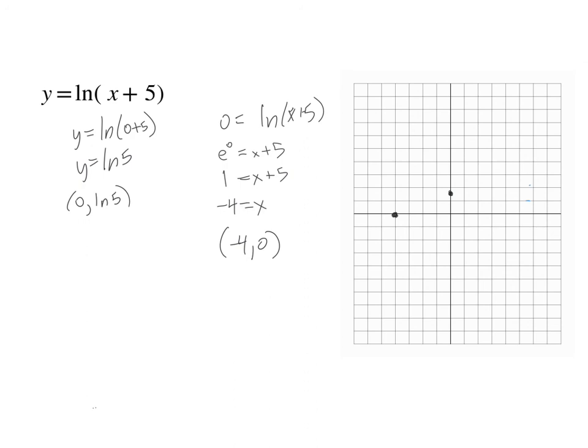x-intercept. And again, remember, we could think back to transformations. We move this 5 to the left. So now our asymptote line will be at -5. And then our graph will just follow that, go through our 2 points, and carry on like that. So that's it. So we've got our graph drawn, we've got our x-intercepts, our domain in this case will be greater than -5, and our range will be all possible values.